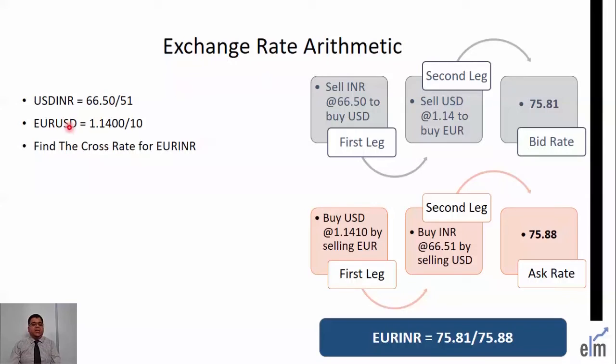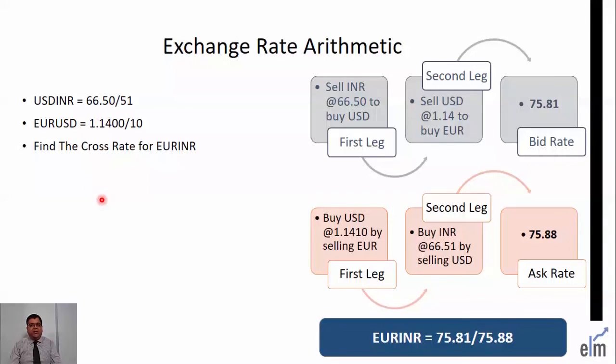I will explain this again. First, we sell INR. While determining the bid rate, we will sell INR to the market maker at 66.50. Thereafter, we will get the USD and we will sell the USD to buy Euro at 1.1400. So that gives us the rate of 75.81. You can calculate this with any quantity, maybe 100 USD INR. You convert it into Euro USD and you will find that the rate is coming to be the same.